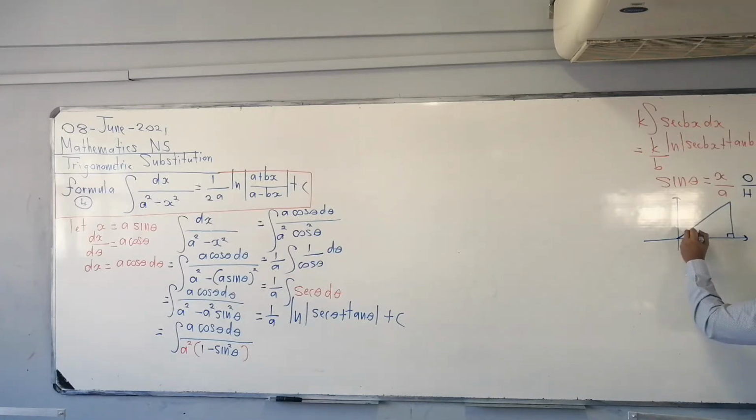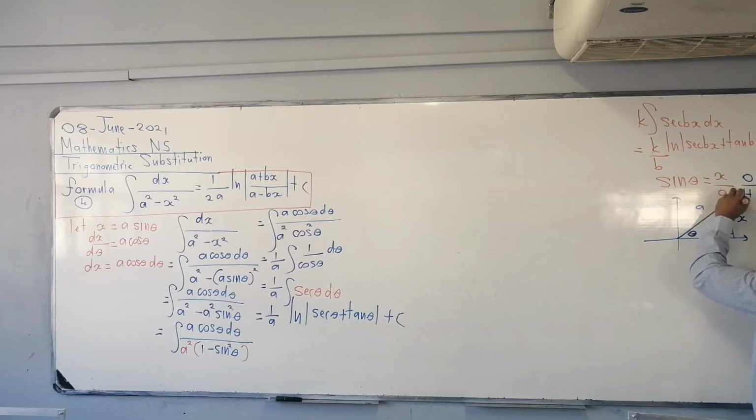Now I've got sine of theta is opposite divided by hypotenuse. So the side opposite theta is x, and the hypotenuse is a. So there's my a. Can you see that? Now, what do I want? I want sec. I will explain sec now. But remember, if we have two sides of a right angle triangle, I can find the third side by Pythagoras.